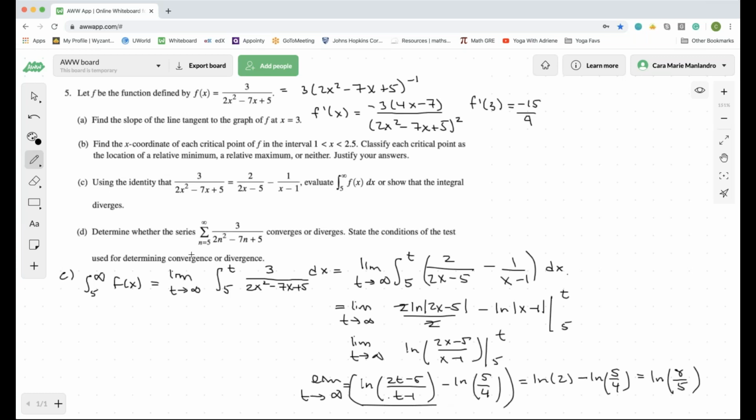All right, and so then by way of points, just so you guys know, you got a point for just writing the antiderivative, you got a point for putting in the limit, and then you got a point for the answer. All right. So this one converges to a number.